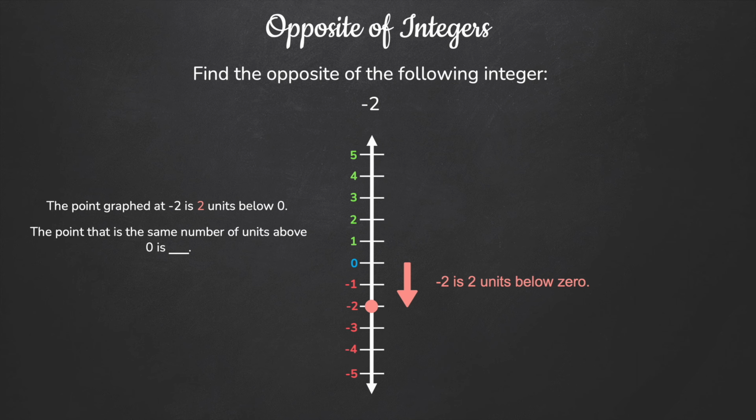The point that is the same number of units above 0 is 2. And that's because 2 is 2 units above 0. This means that 2 is the opposite of -2.